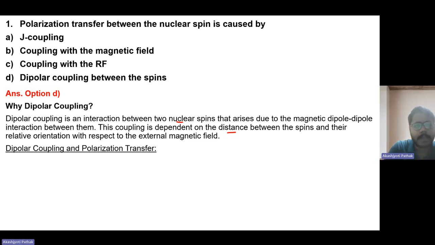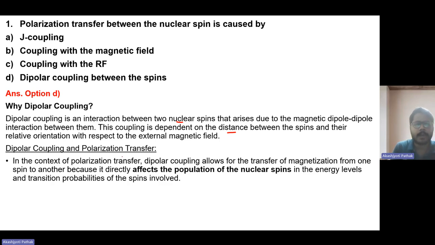So what is this dipolar coupling and polarization transfer? In the context of polarization transfer, dipolar coupling allows for the transfer of magnetization from one spin to another because it directly affects the population of the nuclear spins in the energy levels and the transition probabilities of the spins involved. So during the relaxation, what happens? The nuclear spin is transferred from one nucleus to another, and that affects the population of the nucleus to which the magnetization is transferred.